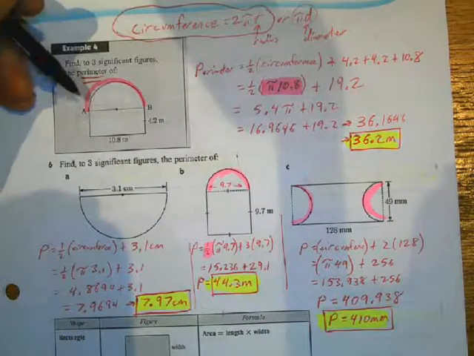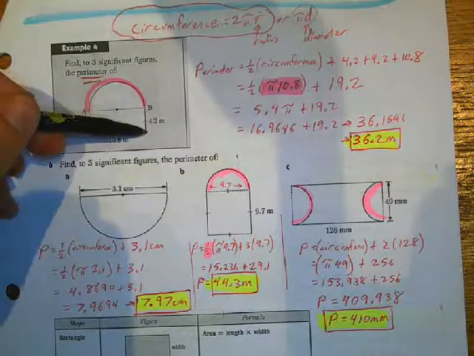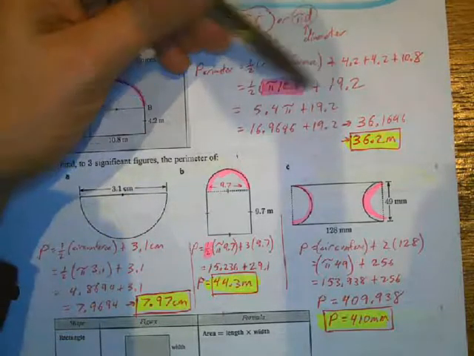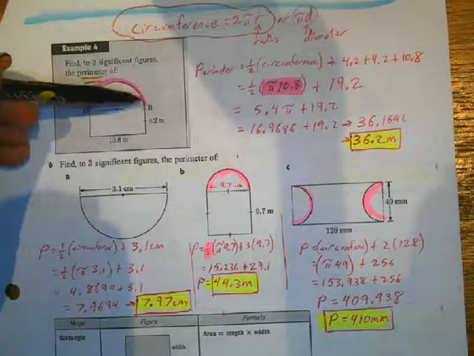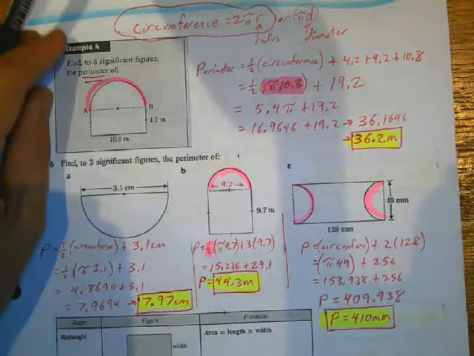And then we've got 3 sides. So we've got 4.2 plus 4.2 plus 10.8. Add those all together, and we end up with the distance all the way around this shape is 36.2. Okay, next one.